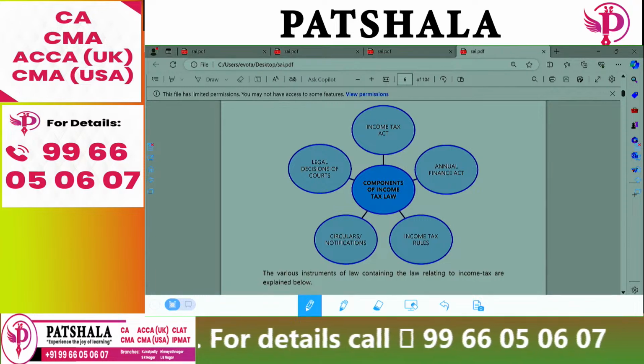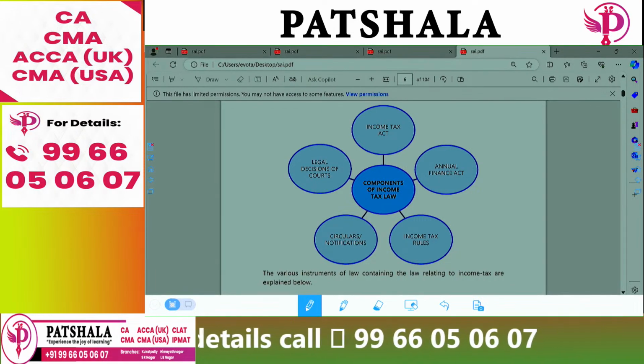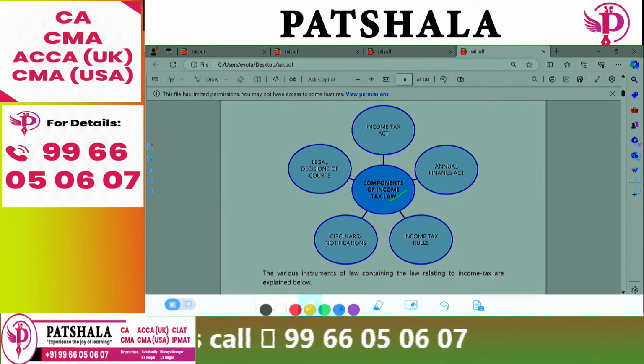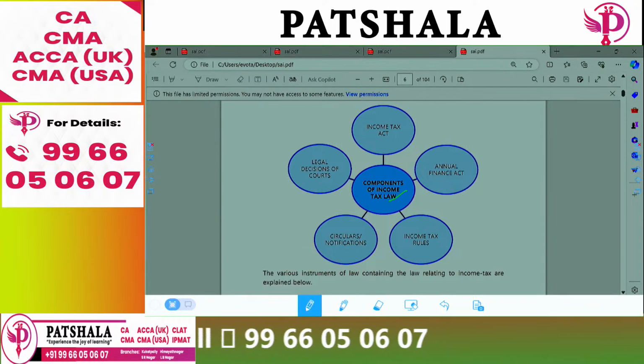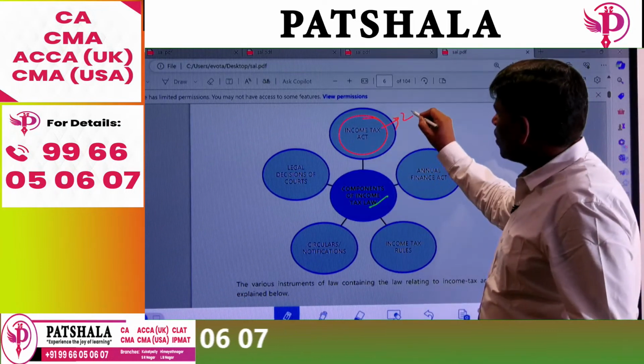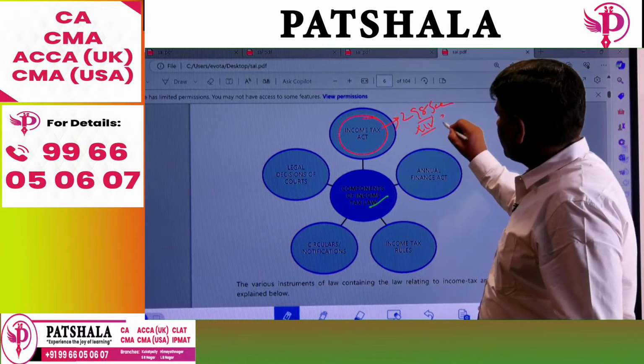Okay, now if you want to really understand the subject of income tax, these are the various things that we have to understand in our income tax law. This is all we have to study. First one, we have to study our Income Tax Act. This is the base act. Many of the provisions we get from our Income Tax Act. This Income Tax Act has got 298 sections and 14 schedules.